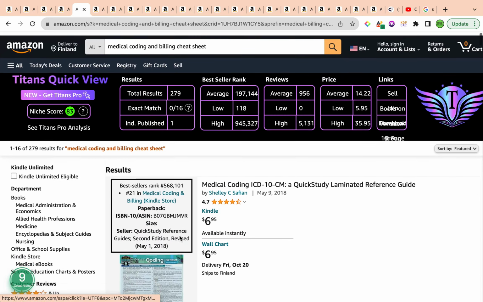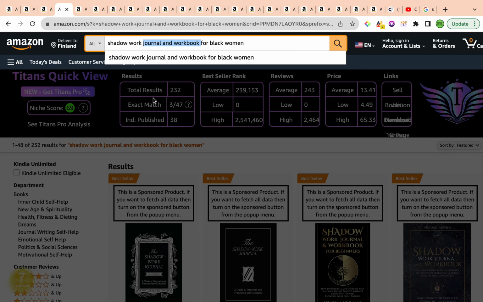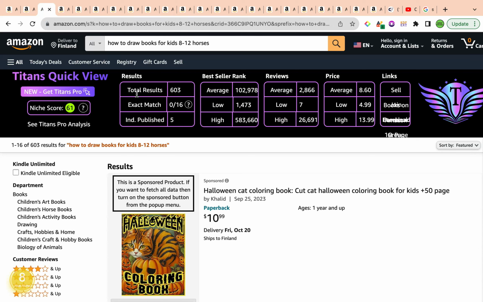Alternatively, you could also outsource to a writer and say, I want you to create a 30-40 page KDP interior regarding medical coding and billing cheat sheet, and they will be able to create that for you, and you'll be able to use it on Amazon KDP. So I wish you all the best in regards to the keyword medical coding and billing cheat sheet, which has a keyword niche score of 83. As a quick summary, the previous keyword was shadow work journal and workbook for a Black woman with a niche score of 69, and previously we had how to draw books for kids 8 to 12 horses with a keyword niche score of 61.